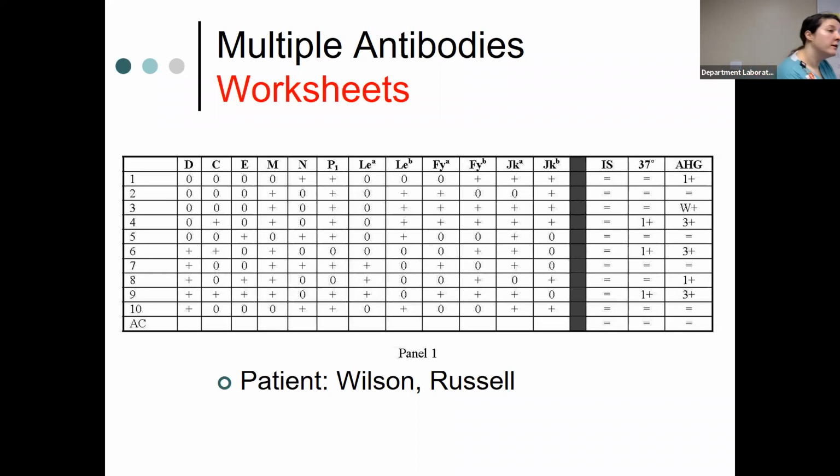Do you have a question, Lena? There's no little e, so if the big E is positive, do you? I guess if big E is positive, you can completely cross them off. Some of these examples are not complete panels. I noticed that when I was reviewing them.